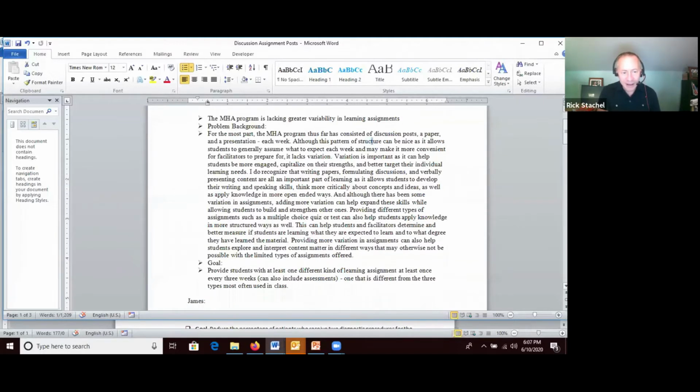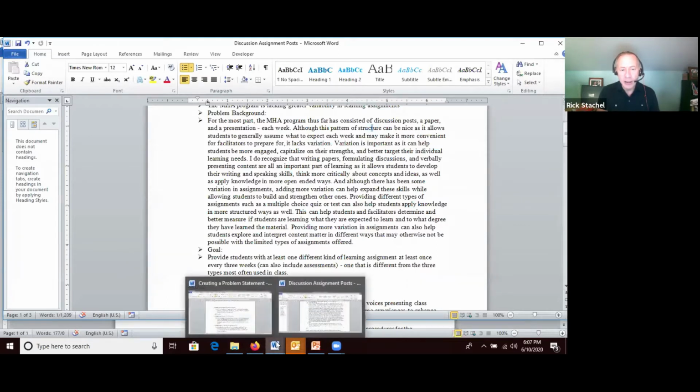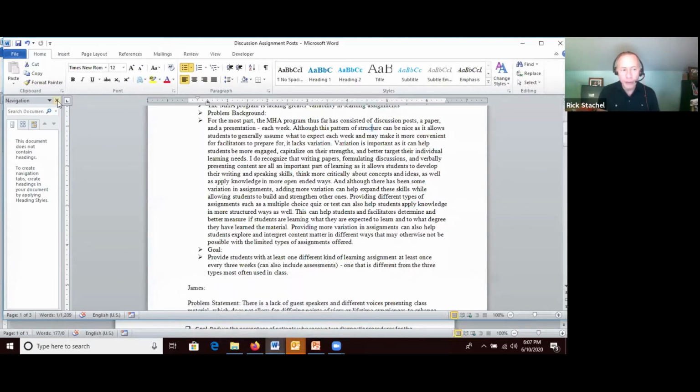And then the goal: providing students with at least one different kind of learning assignment at least once every 3 weeks, one that is different from the 3 types most often used. So do we see these elements in this particular discussion board post?